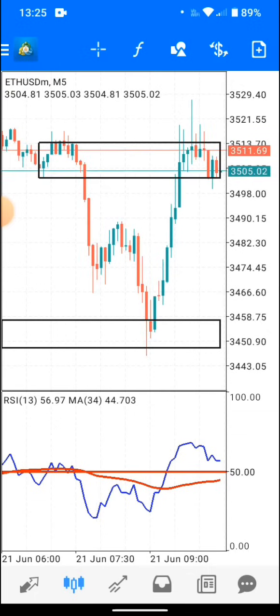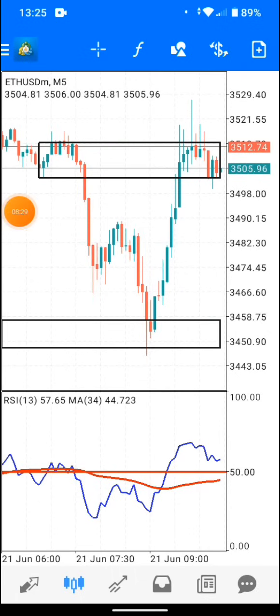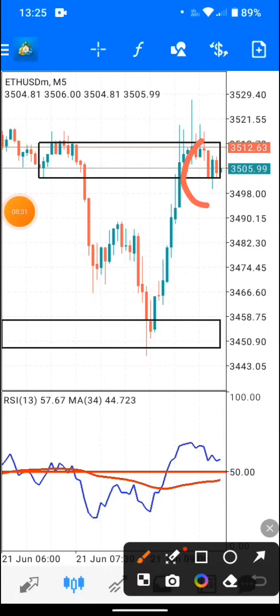So now the next thing you need to do after drawing your support and resistance is wait for when price is up this side.